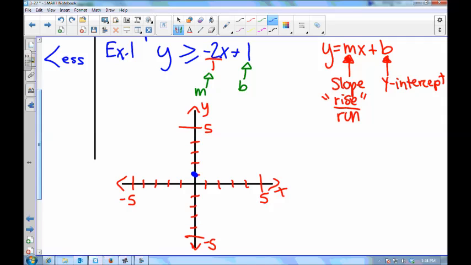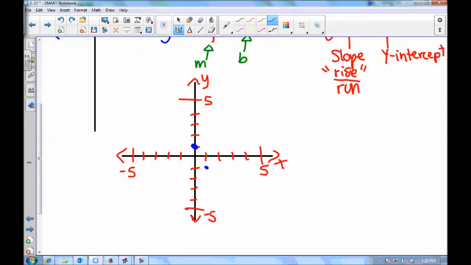Rise over run. What does it mean to rise -2? It's kind of confusing. It says rise, but it's negative, so that means you go down 2. We ride the elevator down 2, and then we run to the right 1. We need to keep that going. We're going to get lots of points all the way through the whole graph. So we'd go again, down 2, right 1. Down 2, right 1.